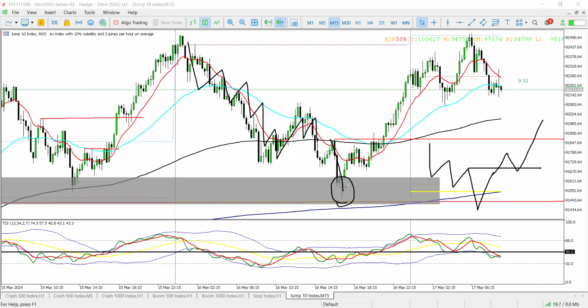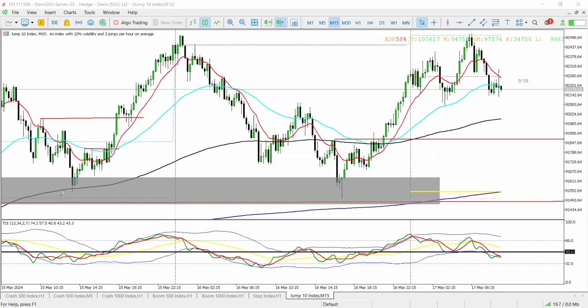So as you can see, we come up, we fail to break. Then here is where that break happens, right there. So in this particular example, price does not retrace, it just continues pushing up. So those are the two scenarios, and we will never know whether price is going to come back and retrace, then continue, or it's just going to shoot up.